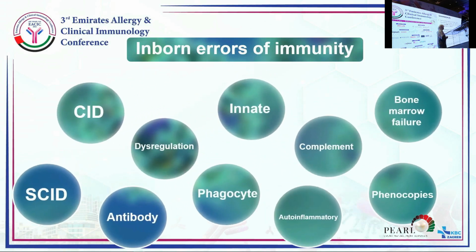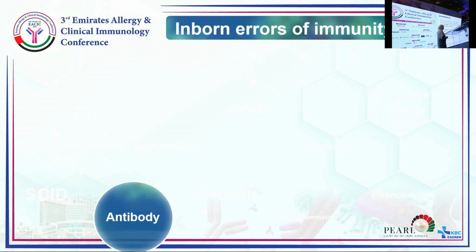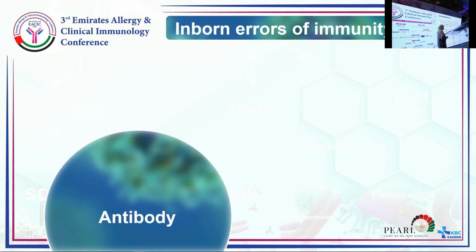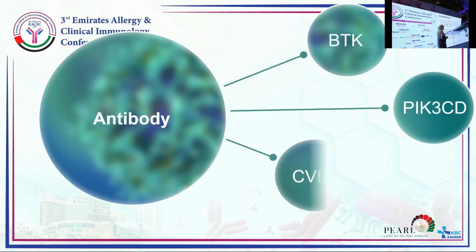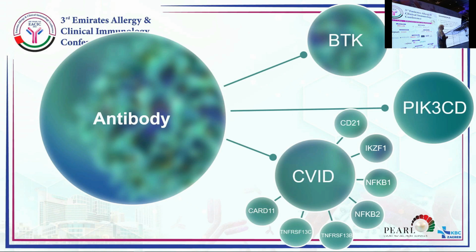We already heard about 10 different groups of inborn errors of immunity. I will just mention some of the few monogenic causes of inborn errors of immunity in adults. So the most common inborn error of immunity are antibody deficiency. They account for more than 50% of all inborn errors of immunity.